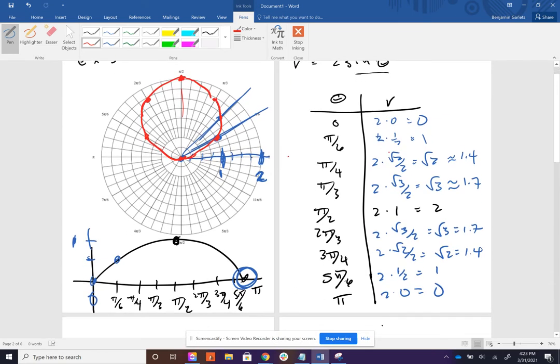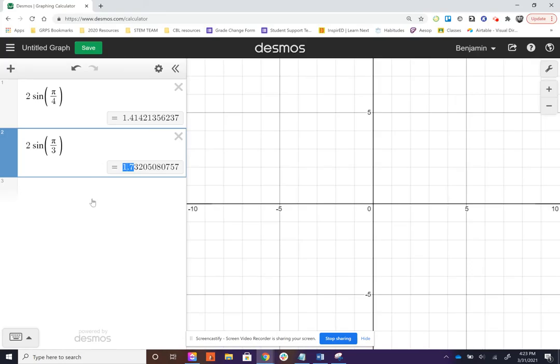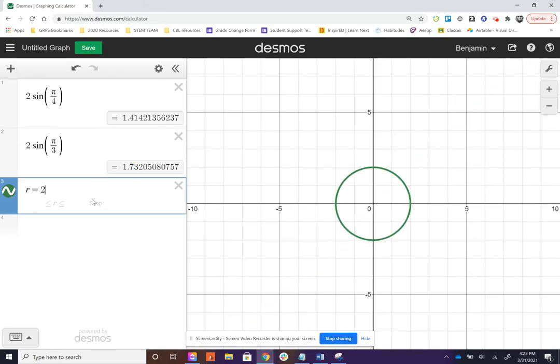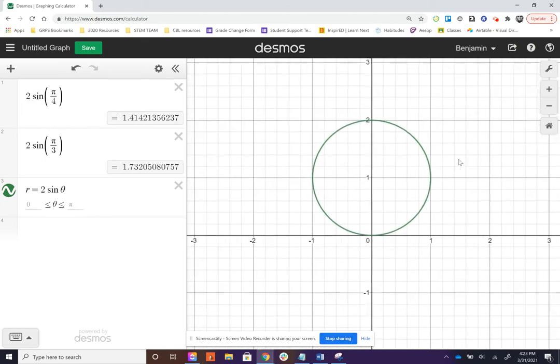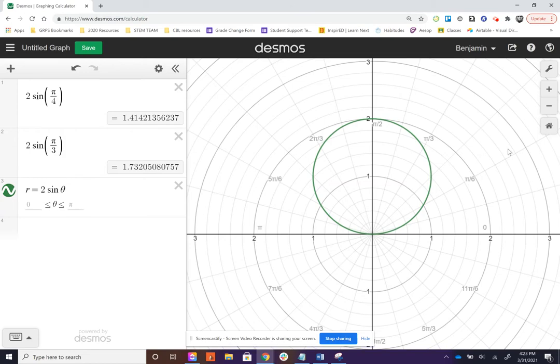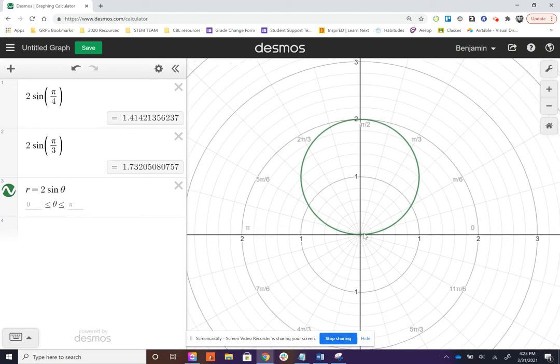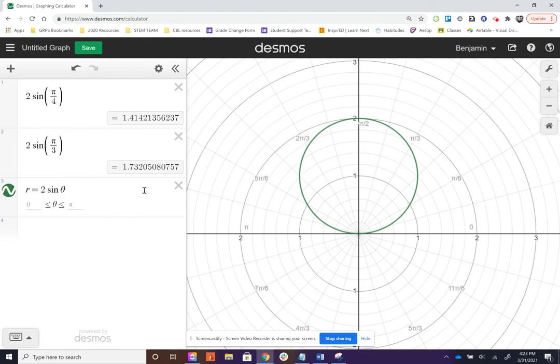And you can validate this using Desmos as a graph. If we go back here and I type in r equals 2 sine of theta, there is our circle. If we change this to a polar grid, then we see exactly what we did, where we come out to 2 here, and we start at our origin, and each of these values are accounted for.